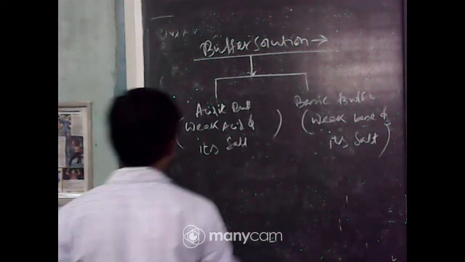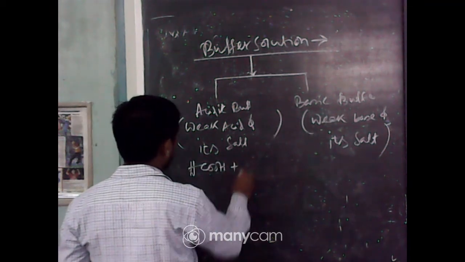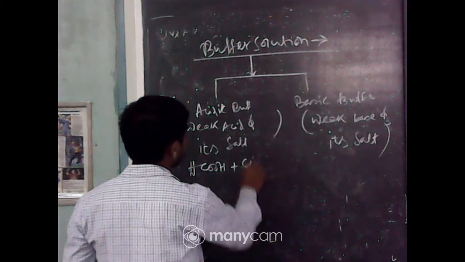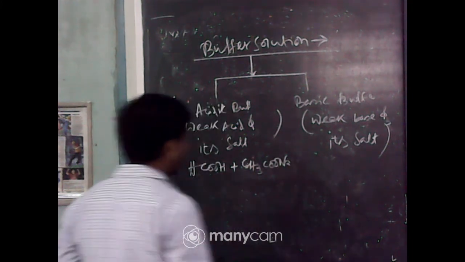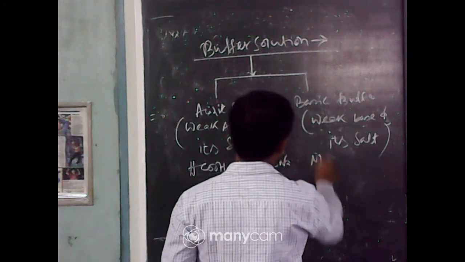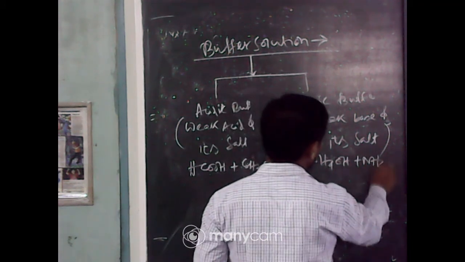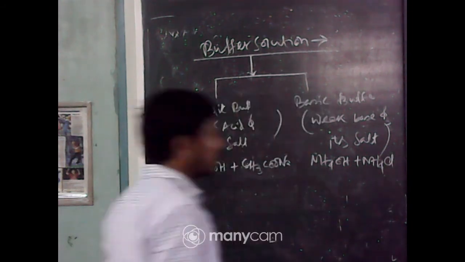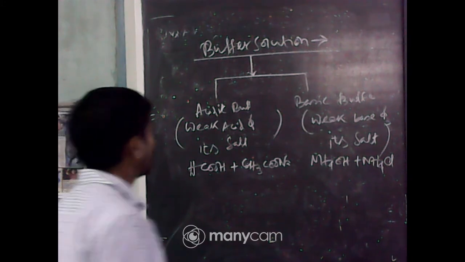One example of a weak acid is acetic acid, and its salt is sodium acetate. For a weak base, NH4OH and its salt NH4Cl. Okay. So, in this way we can define the buffer solution.